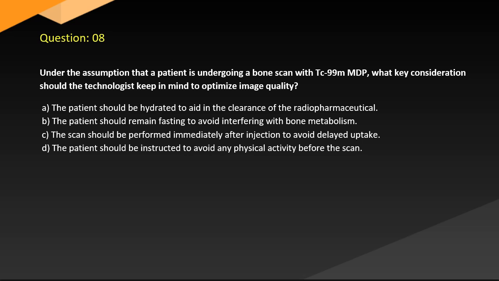Question 8. Under the assumption that a patient is undergoing a bone scan with Tc-99m MDP, what key considerations should the technologist keep in mind to optimize image quality? A. The patient should be hydrated to aid in the clearance of the radiopharmaceutical. B. The patient should remain fasting to avoid interfering with bone metabolism. C. The scan should be performed immediately after injection to avoid delayed uptake. D. The patient should be instructed to avoid any physical activity before the scan.